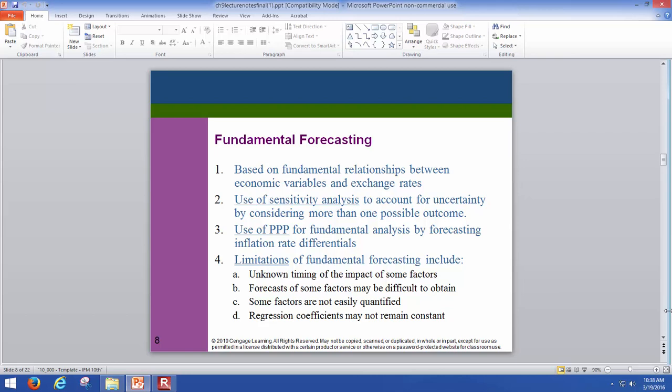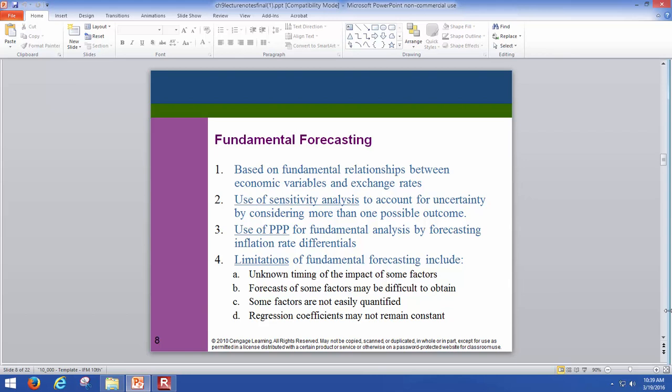Now, what are some of the limitations of fundamental forecasting? Some of them are unknown timing of the impact of some factors. So you're not sure whether there could be changes. For example, your predictions regarding inflation could be wrong or could be off the mark. Forecasts of some factors may be difficult to obtain. We talked about government controls and government actions. It's very difficult to make some predictions. Some factors are not easily quantified. For example, it is very difficult to quantify expectations.